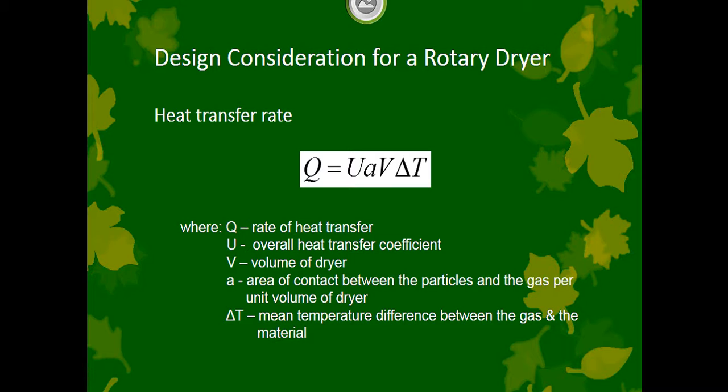So it's small a because it's the area in contact between the particles and the gas per unit volume of the dryer or the drying equipment, that is. The delta T is the mean temperature difference between the gas and the material. So this is how we determine the heat transfer rate for our rotary dryer.